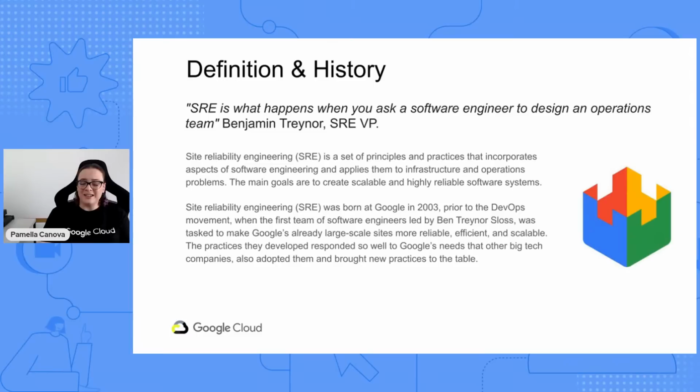SRE is a set of principles and practices that were developed at Google, starting in 2003 when Ben joined Google. He was responsible for a software engineering team that worked on the large-scale reliable site at Google, and that's where he started developing this practice. SRE is also a job, like you can be a site reliability engineer. So it's both a practice and a job role.